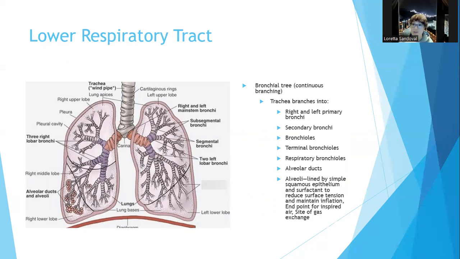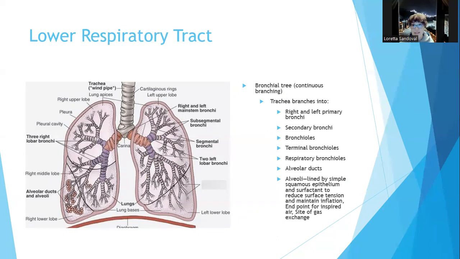Okay, so once you get past the trachea, then you're into the lower respiratory tract. And here's the part where you've got to keep it sterile if you don't want to get pneumonia. The trachea branches into left and right primary bronchi. Then those branch into secondary bronchi, those branch into bronchioles, terminal bronchioles, respiratory bronchioles, alveolar ducts, and finally the alveoli. It's very similar to the circulatory system, where arteries branch into arterioles, and then eventually you're down to capillaries.